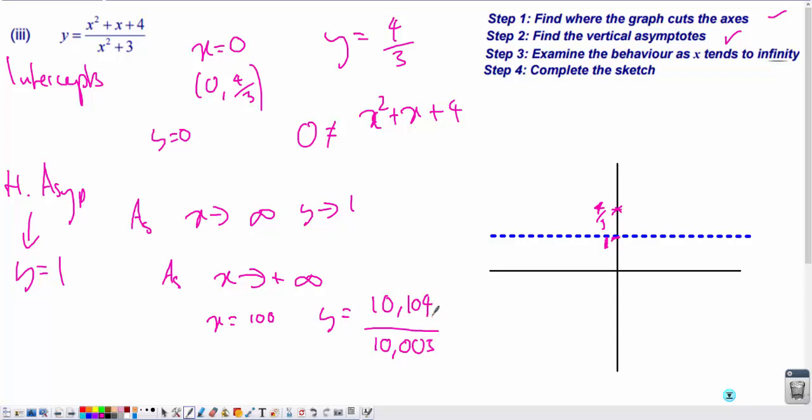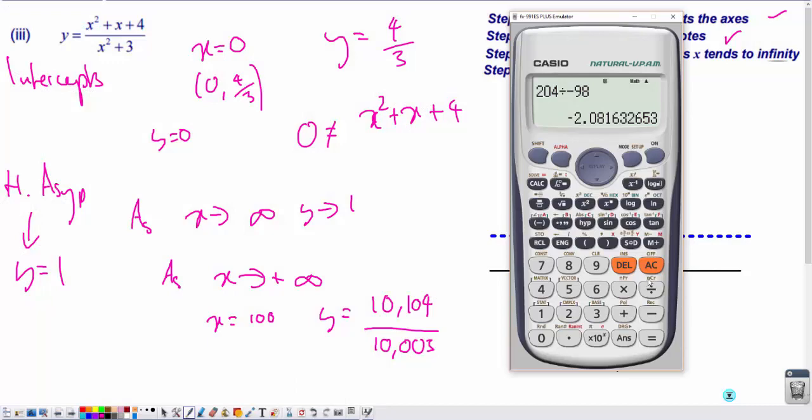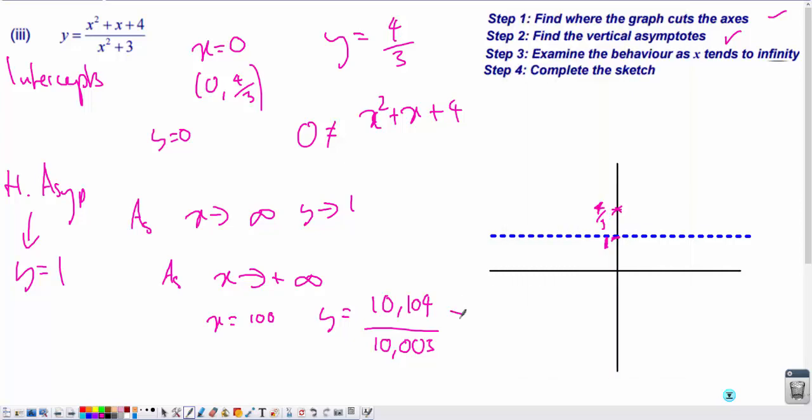Now, is this bigger or smaller than 1? Well, I think it's bigger than 1, but if you're not sure, just plug it into your calculator. 10,104 divided by 10,003 is bigger than 1. And that's what we care about. Is it bigger or smaller than my horizontal asymptote? So as x tends to positive infinity, y tends to 1. Of course, we already know that. But it tends to 1 from above because it's bigger than 1. So it's over here. That's what it'll look like.